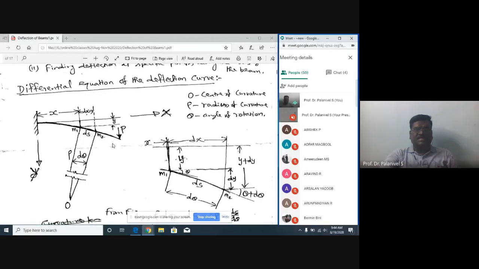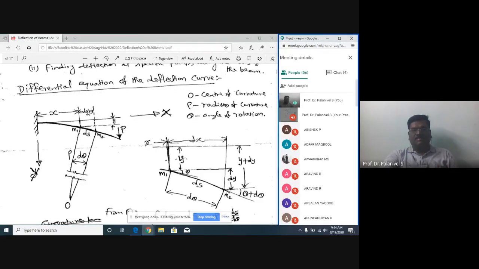Here the beam deflects like this. We are considering two adjacent cross sections which are dx apart, at sections M1 and M2. Let O be the center of curvature, rho the radius of curvature, theta the angle of rotation. If you draw radial lines at the points M1 and M2, the normals to the curve at those points meet at O. So the radius of curvature is termed rho here, and the angle subtended at the center is d theta.